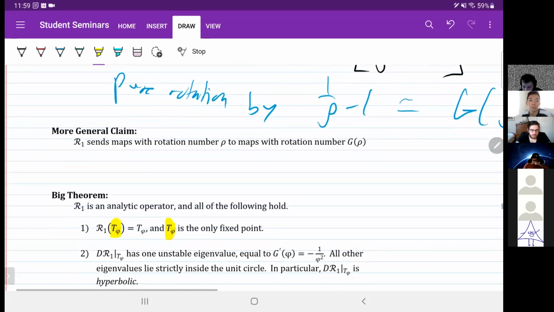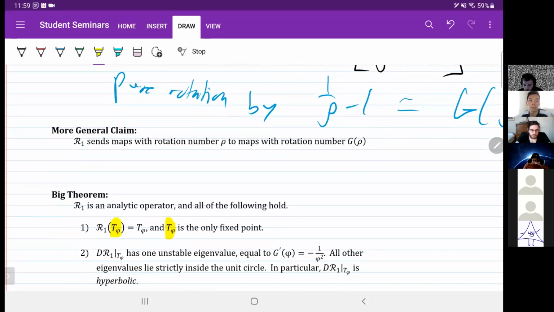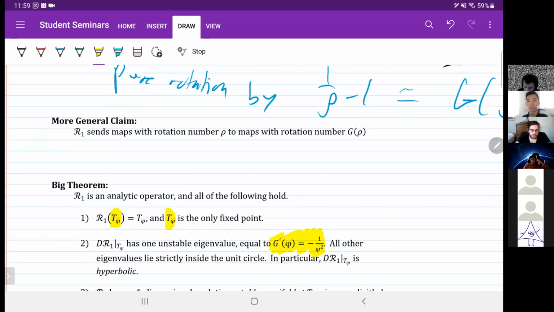The second thing is its derivative there has one unstable eigenvalue, and that eigenvalue is equal to the derivative of the Gauss map. In particular, it's unstable because it's less than -1. All other eigenvalues lie strictly inside the unit circle, so every other direction is stable. In particular, it's hyperbolic. It's also a compact operator.